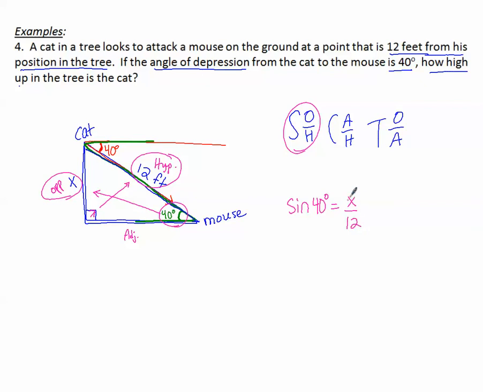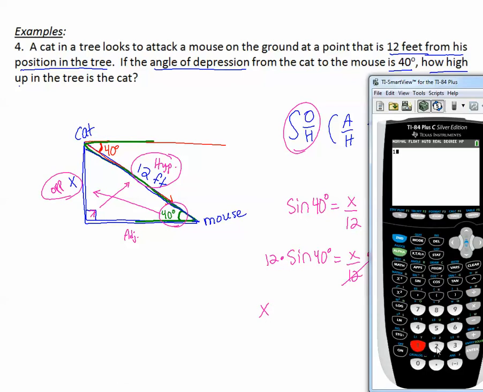This time x is in the numerator, so we multiply. We multiply by the 12. So take our sine of 40 degrees equals x over 12, multiplying by 12 so that x is by itself. So let's go ahead and plug in our calculator, 12 times the sine of 40 degrees. I'm in degree mode, so it knows I mean degrees.